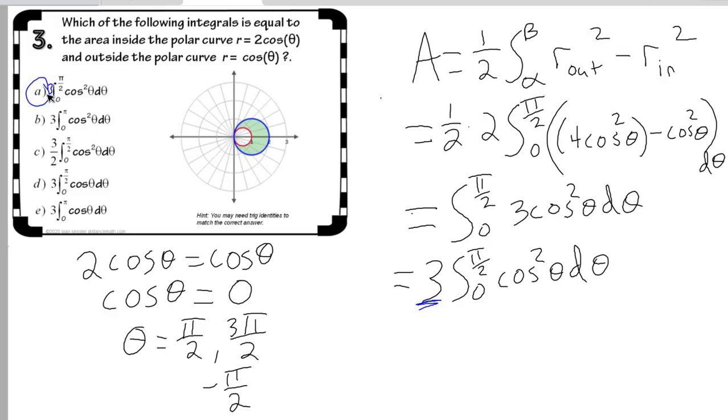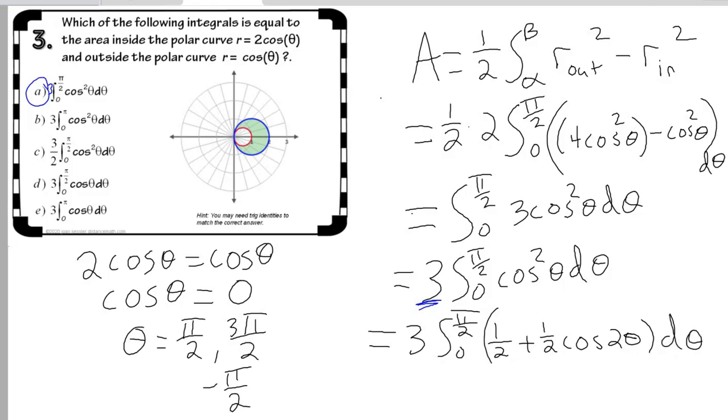What would you do to evaluate that integral? You would use, remember, our half angle, right? So we would have 3 times the integral from 0 to pi over 2 of 1 plus cosine of 2 theta over 2. So like we could rewrite it with our half angle as 1/2 plus 1/2 cosine 2 theta d theta. And then we can just do a u sub.